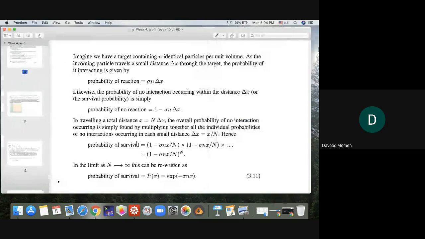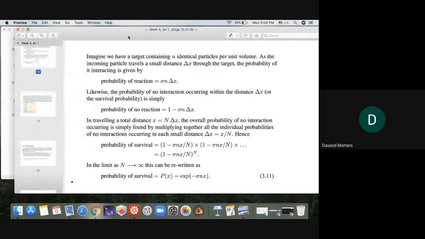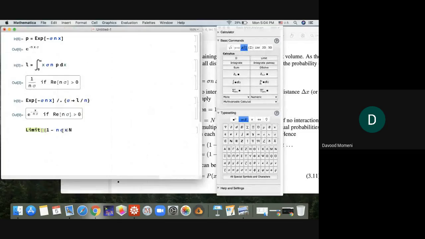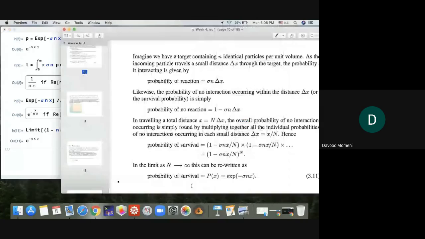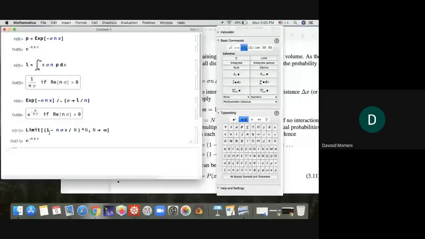sigma over x, sorry, n x, to the power n, and let n go to infinity. Okay, the limit will be 1 minus exponential. So this proof, which is written here, you can also do by computer. Yeah, it's very interesting.